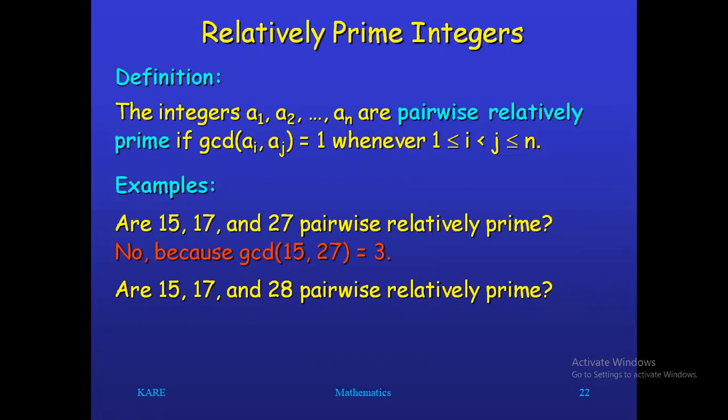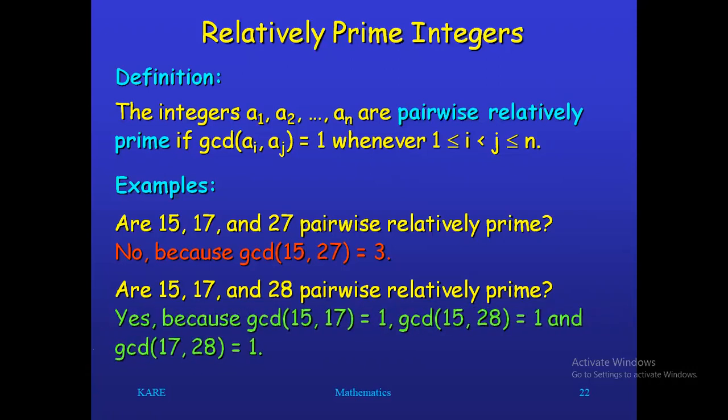Now 15, 17 and 28. Just see 15 and 28: do you have any common number? No. 17 and 28: any common number? No. Then 15 and 17: any common number? No. So for all these, except 1, they don't have any common divisor at all. So GCD of 15, 17 is equal to 1, GCD of 15, 28 is equal to 1, and GCD of 17, 28 is equal to 1. In all such cases the GCD is equal to 1, so we call these numbers pairwise relatively prime.